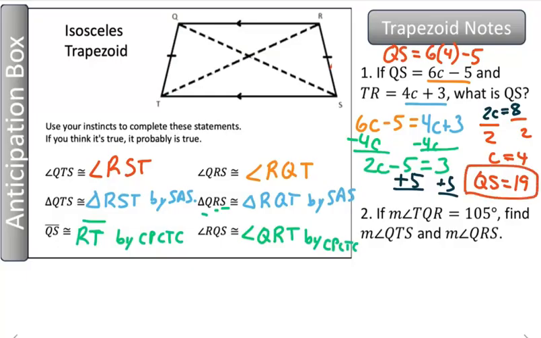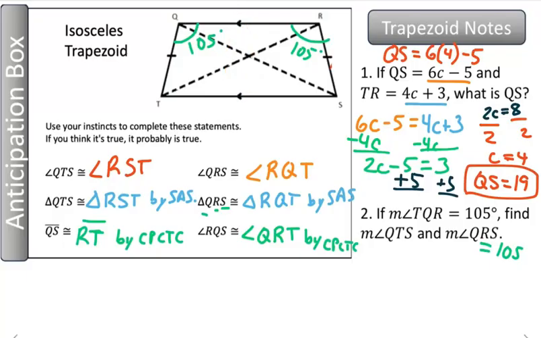All right, angle TQR is 105. Well, if that angle is 105, then this angle QRS is also 105. That's one of the two that we want to find here. And then we've got parallel lines cut by a transversal. Those arrows mean parallel lines.